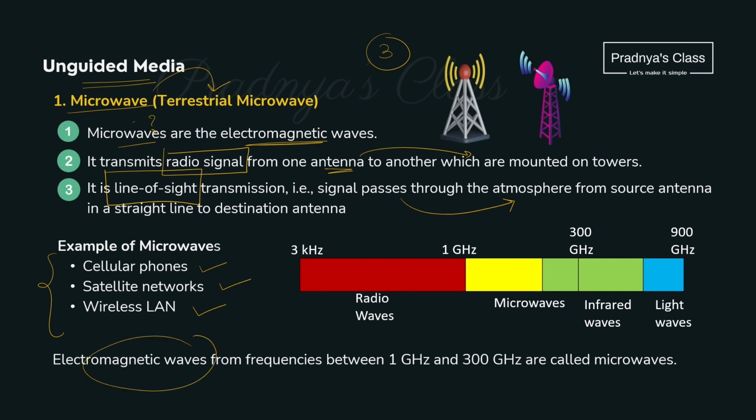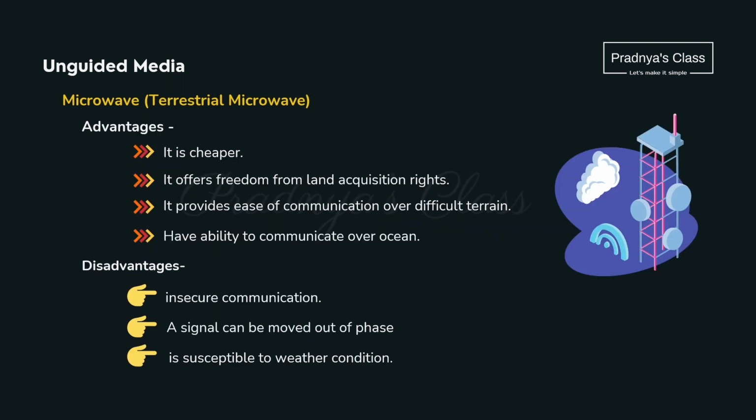Electromagnetic waves have frequency between 1 GHz to 300 GHz. Look at the diagram. In this range we will get the microwaves. It's time to check out the advantages of microwave. It is cheaper and it offers freedom from land acquisition right as the transmission is through the atmosphere. We can set up this type of communication over hilly areas or even over ocean.